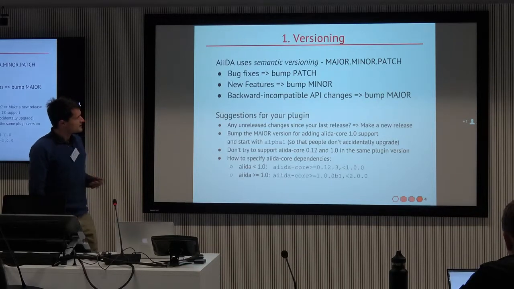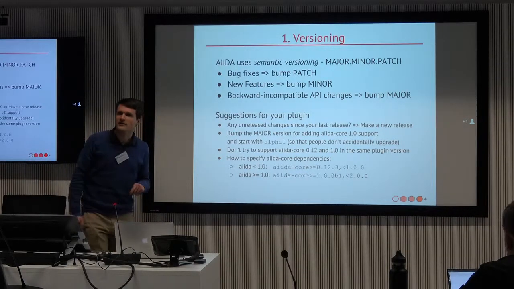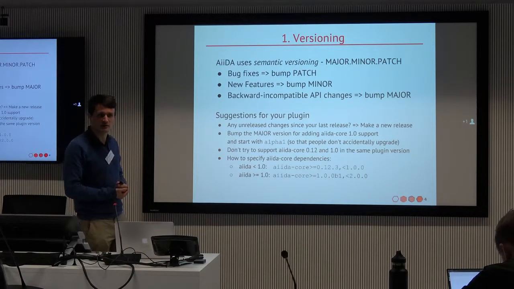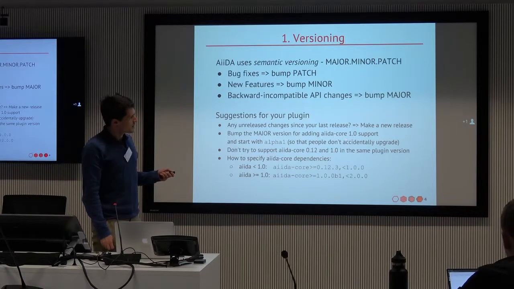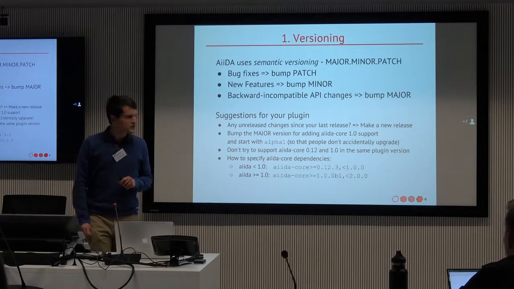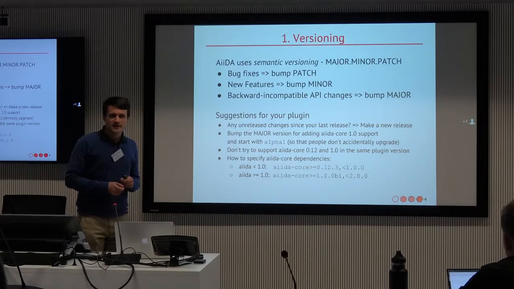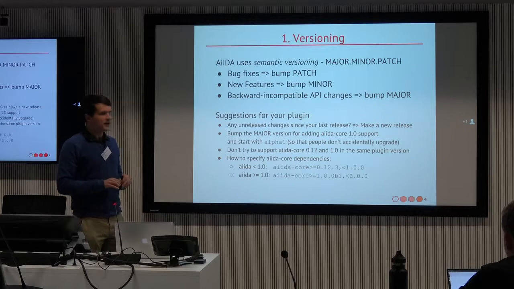And so a few suggestions for your plugin. If you now have any unreleased changes in your plugin, now would be a good time to make a new release. And then after this, bump the major version for adding AiiDA Core 1.0 support. I suggest you start with something like an alpha 1 version, so that people who are already using your plugin won't accidentally upgrade. Because if you do pip install your plugin name, by default, pip will not install alpha or beta versions.